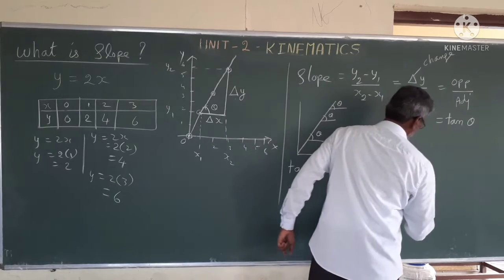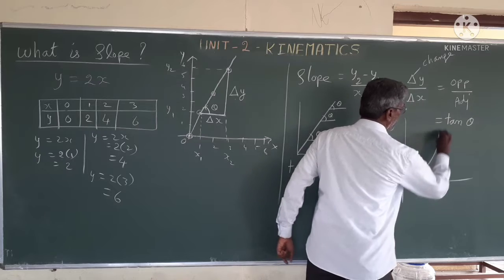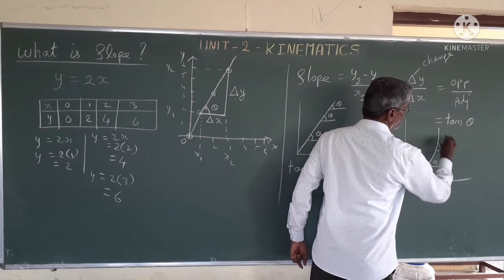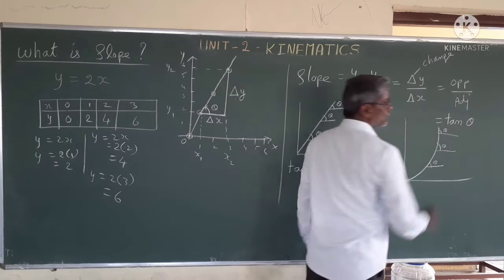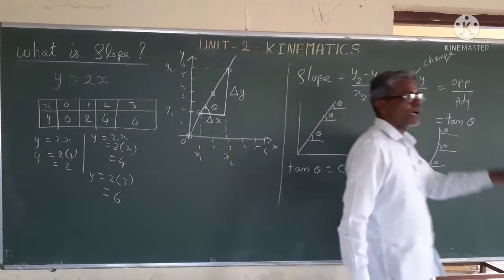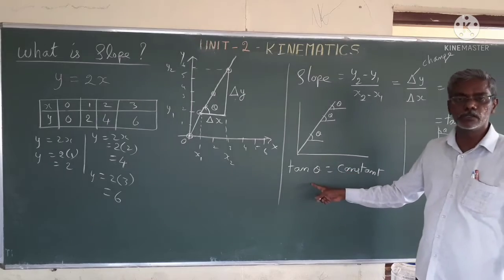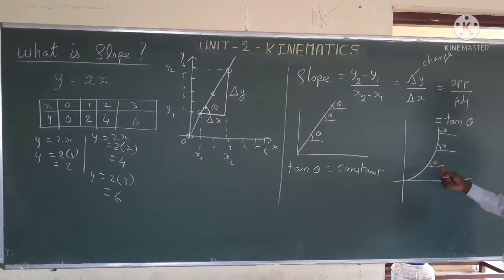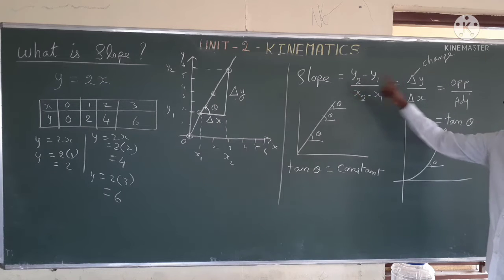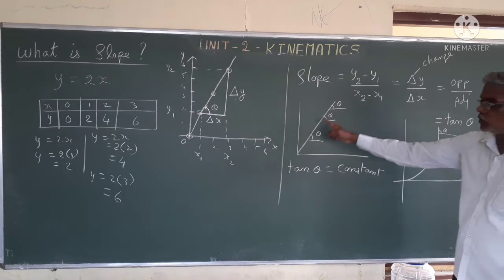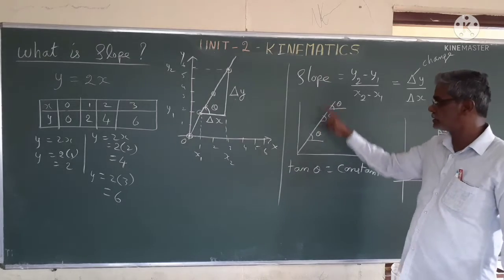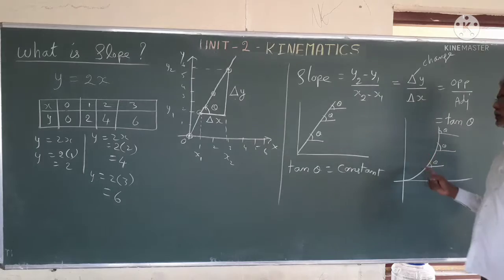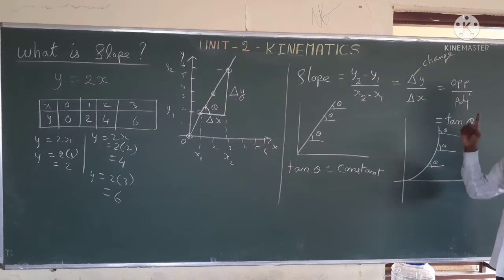But in a curved line, you see here that the angle goes on increasing. As the angle increases, the theta value also increases. Therefore, the slope will vary in a curved line. The slope will be constant in a straight line, and the slope will vary in a curved line.